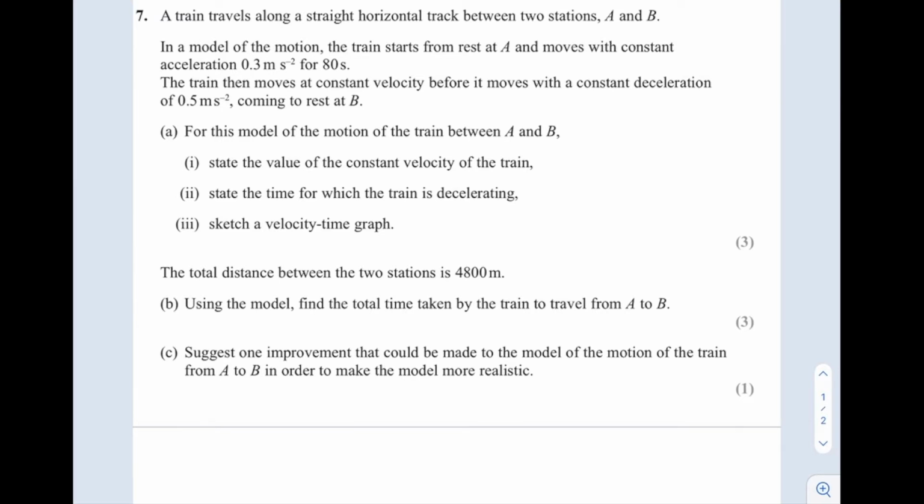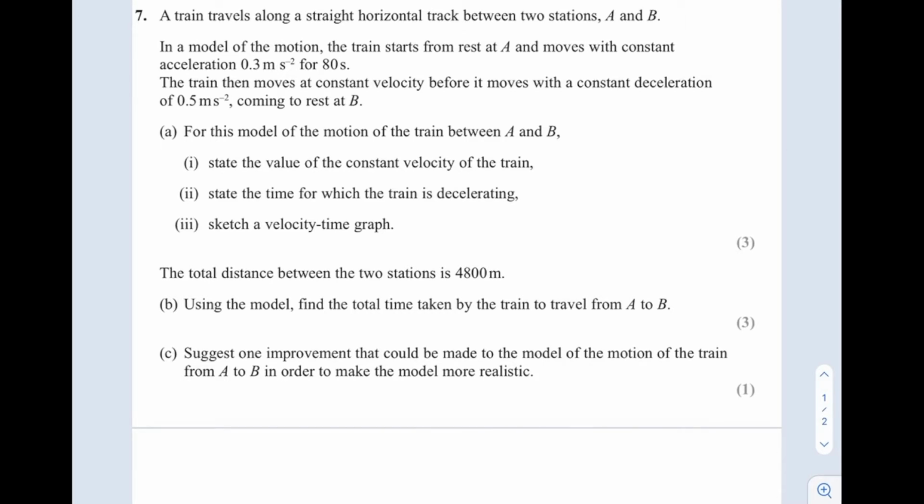So there are three parts to this question. The first part also has three parts within it. For this model of the motion of the train between A and B, state the value of the constant velocity of the train, state the time for which the train is decelerating, sketch a velocity time graph. And then it goes on to give you the total distance between the stations, and then find the time taken to travel between A and B, and then a very typical suggestion of improvement in part C. So there are 7 marks available altogether.